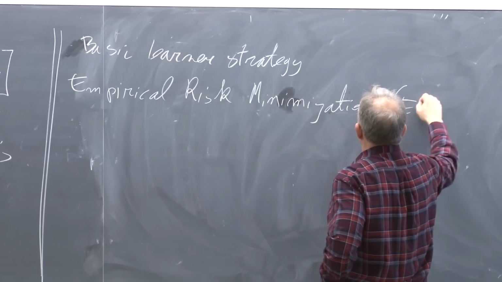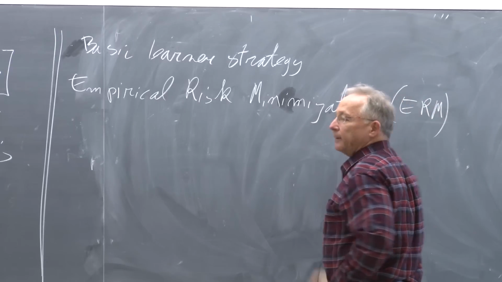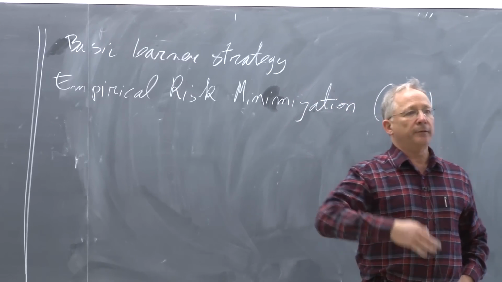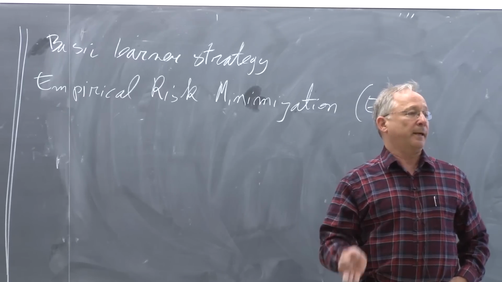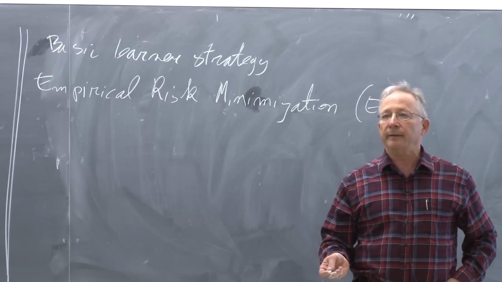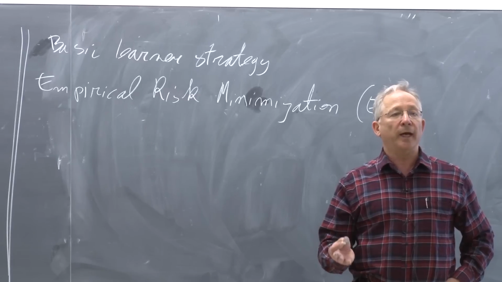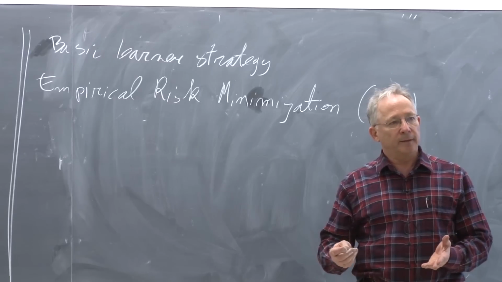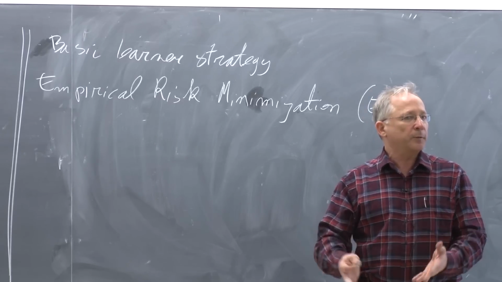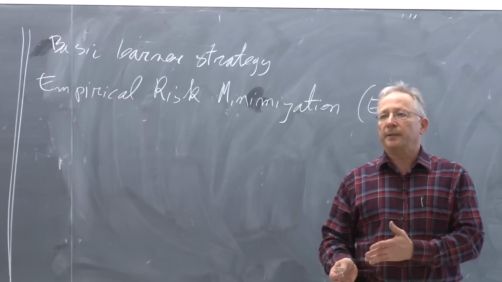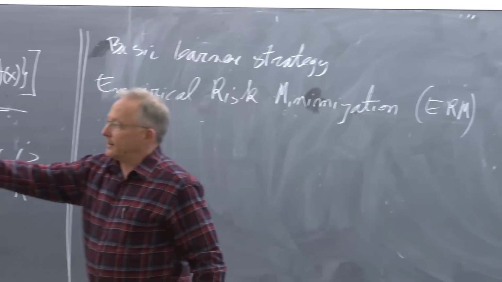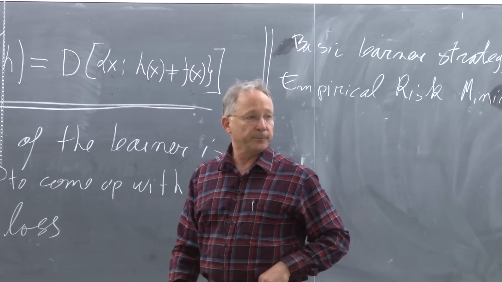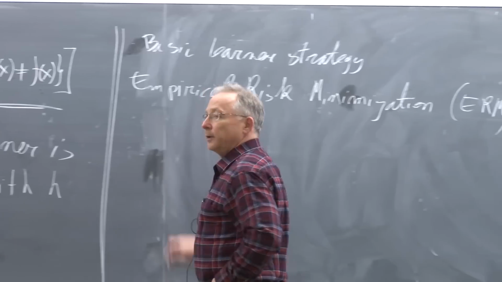Or in short, ERM. And the idea is to say, I don't know anything about f, and I don't know anything about the distribution. All I know is the sample. So let me try to find a hypothesis that works well on the sample. I'll try to find something that works well in the sample and hope that if it works well on the papayas that I've seen so far, it will also work well for papayas that I will see in the future. Okay? So let us define it more precisely.